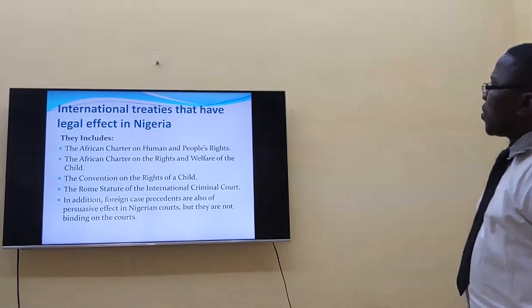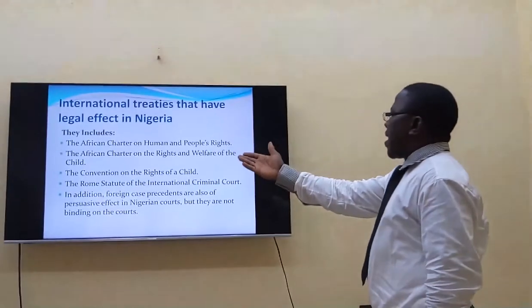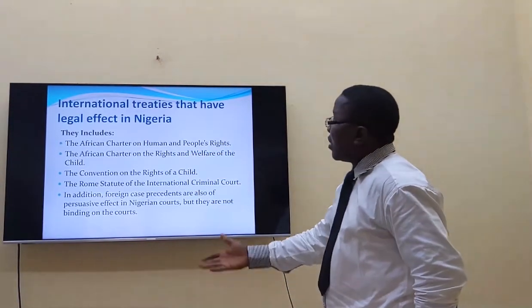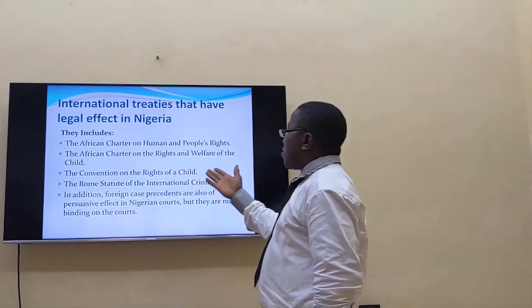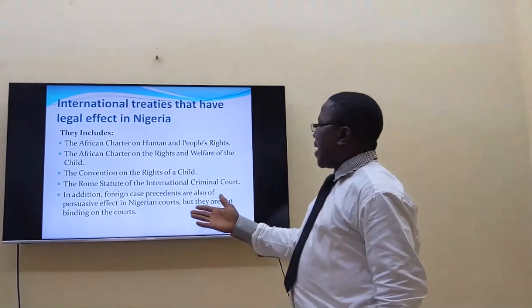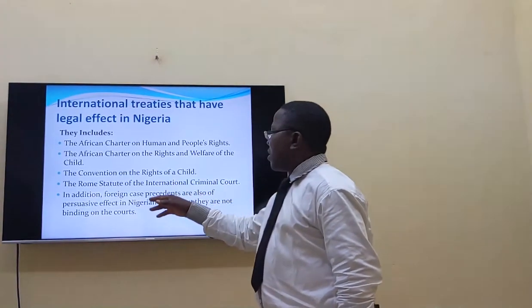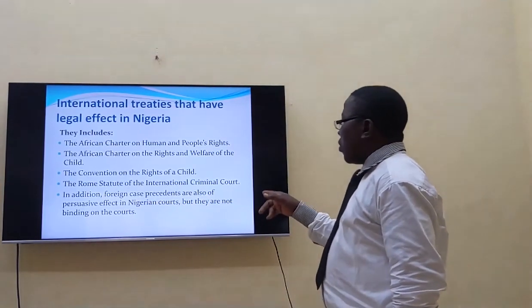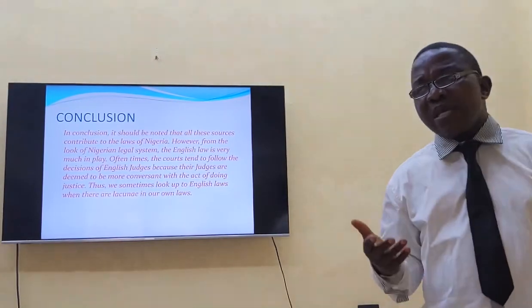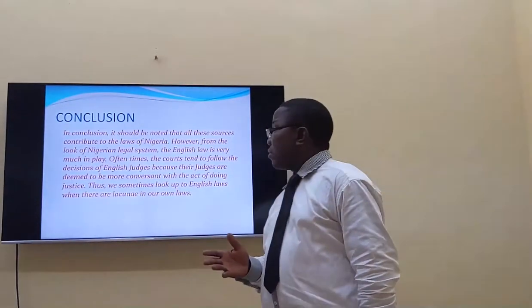Some examples of international treaties that have effect in Nigeria are the African Charter on Human and Peoples' Rights, the African Charter on the Rights and Welfare of the Child, the Convention on the Rights of the Child, and the Rome Statute of the International Criminal Court. In addition, foreign case precedents have persuasive effect in Nigerian courts, but they are not binding on the courts. So there can be some judgments in foreign countries that may be persuasive, but they are not binding.